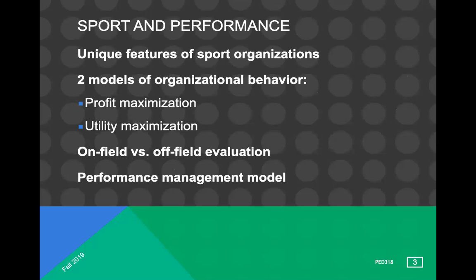Okay, so some unique features of sport organizations. It's two models of organizational behavior: profit maximization and utility maximization. So more money, more profits, how to spend their money better in order to make more in return, better facilities and opportunities for employees, owners, sponsors, everybody involved. On-field versus off-field evaluation. So how are your players doing? And then how are your managers and everybody else involved doing as well? And the performance management model.